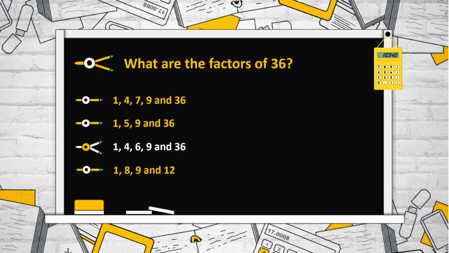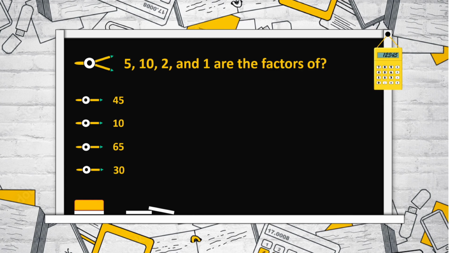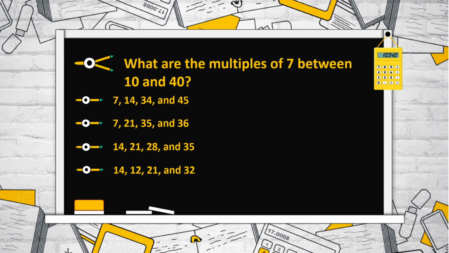Moving on to the next question. 5, 10, 2 and 1 are the factors of? And the answer is 10. Moving to the last question. What are the multiples of 7 between 10 and 40? And the answer is 14, 21, 28 and 35.